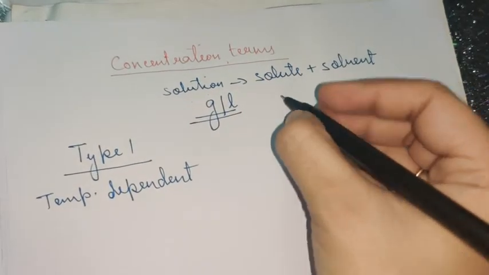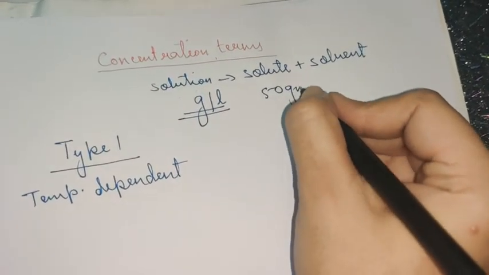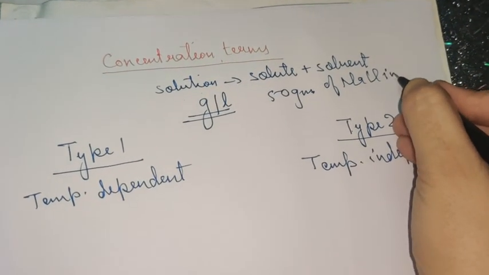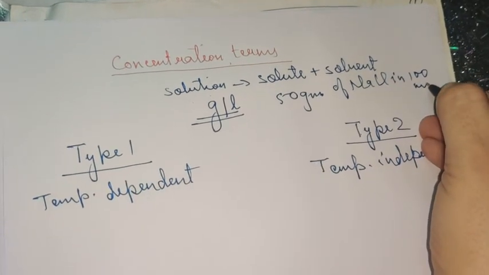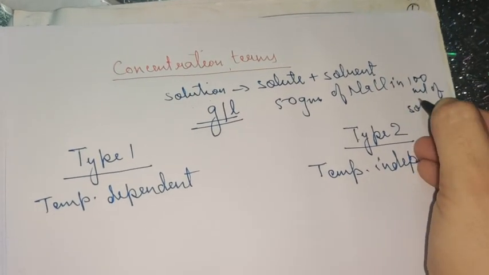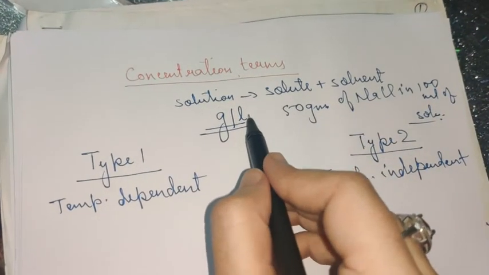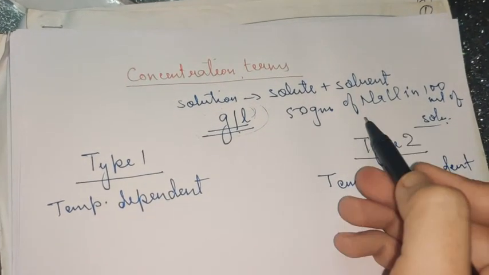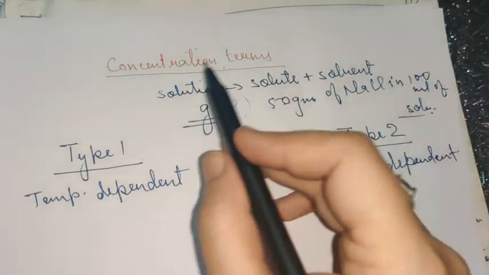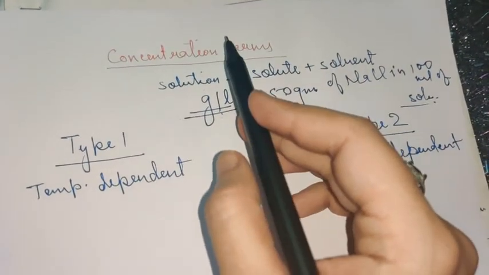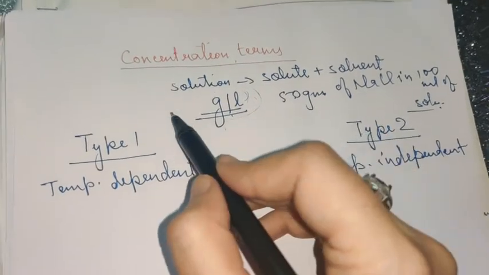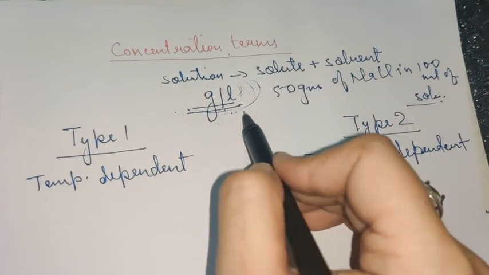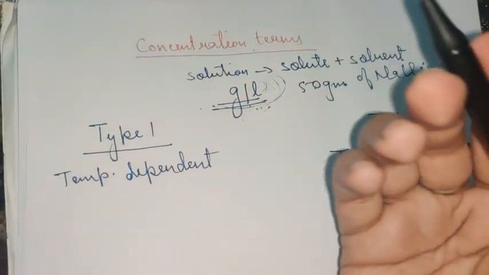Gram per liter means, suppose 50 gram of NaCl is dissolved in 100 ml of solution. How will you express it in gram per liter? You can write 50 upon 100 divided by 1000. In this way you can express the concentration in the simplest way, and with the help of this simplest concentration term you can reach other concentration terms also. Now let us see how.